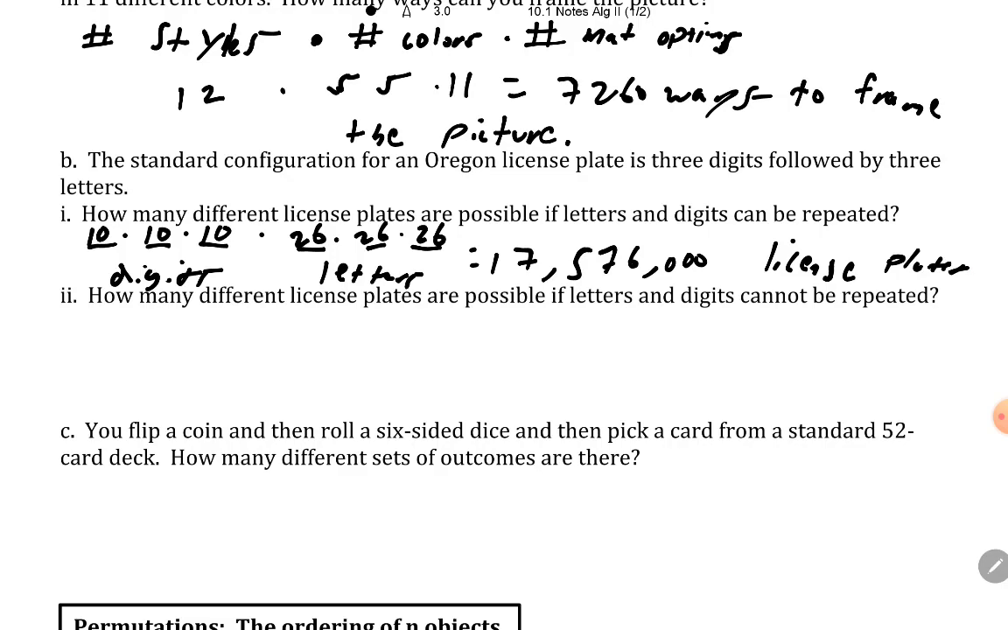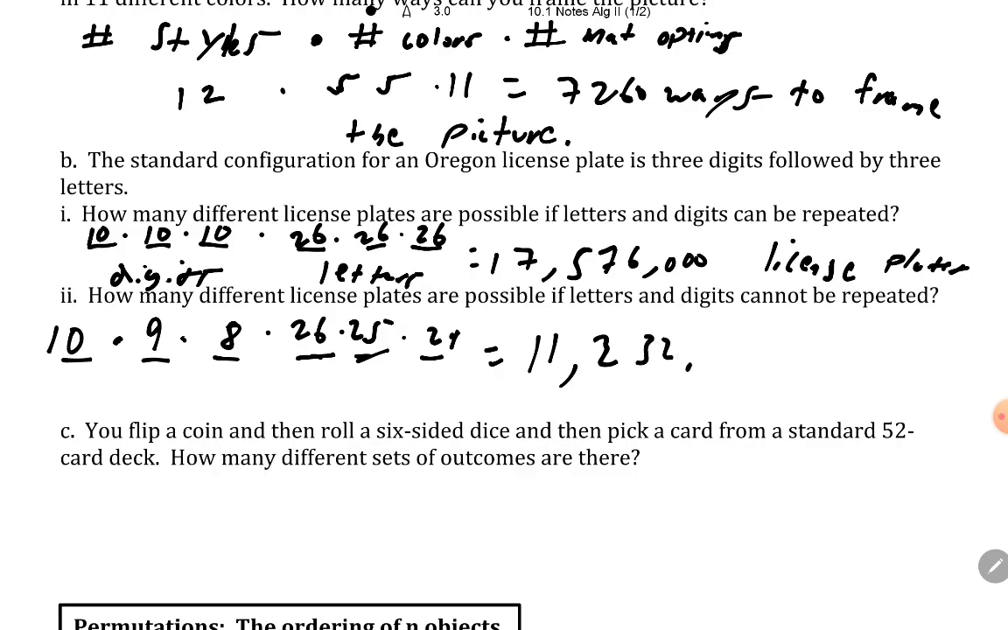Now, if they can't be repeated, we have 10 possible choices for the first digit, and since it can't repeat, if I chose 5, I can no longer choose 5. That means there would be 9 possible choices left, and after that, 8 possible choices left. And then with the letters, 26 choices for the first, then 25, then 24. Multiply all this, and of course there's less: 11,232,000 license plates.